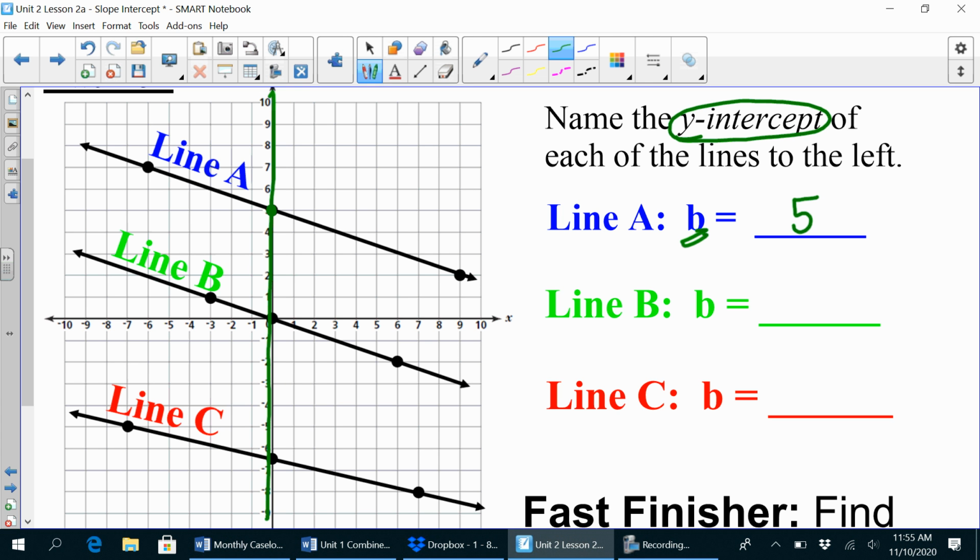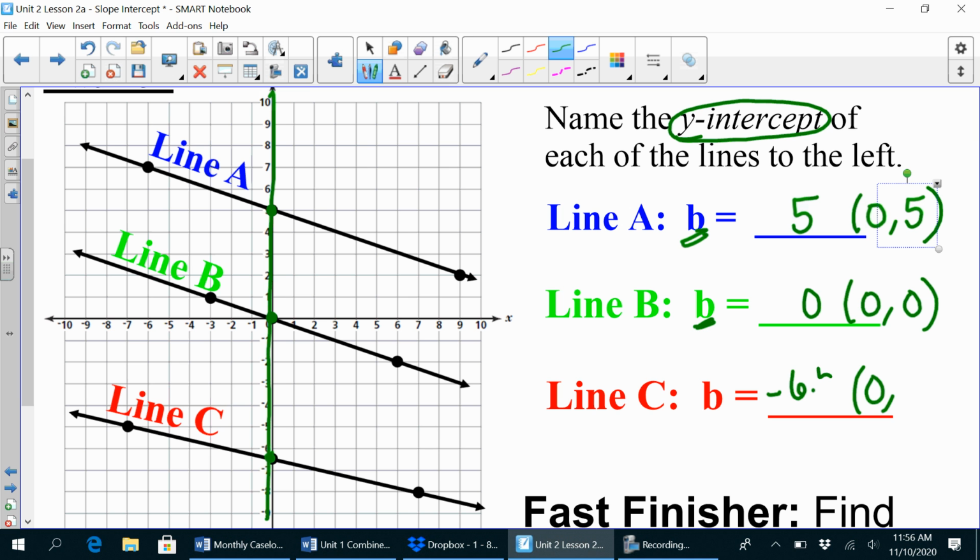You can always represent this as an ordered pair, so the x for all three of these is going to be 0. We're not moving on the x, so I'm going to fill that in. And the y here is 5. Looking at line B, it's right at the origin, 0, 0. So I'm going to put 0 for my y-intercept, which is represented with the lowercase b, and the ordered pair would be 0, 0. For line C, it looks to be right in between -6 and -7. So that's going to be -6.5, and I'll fill that in as my ordered pair as well.